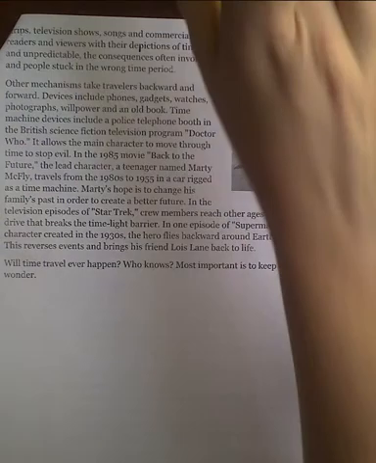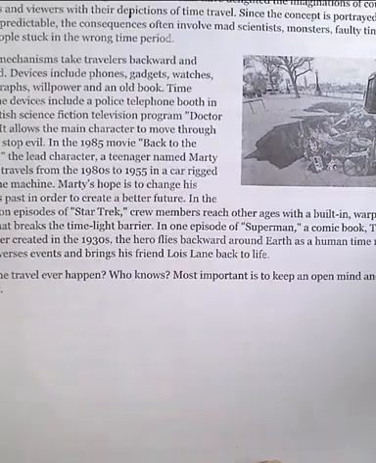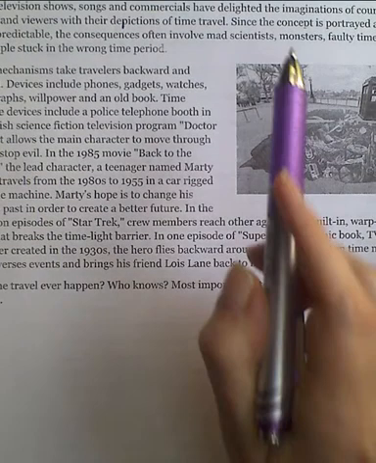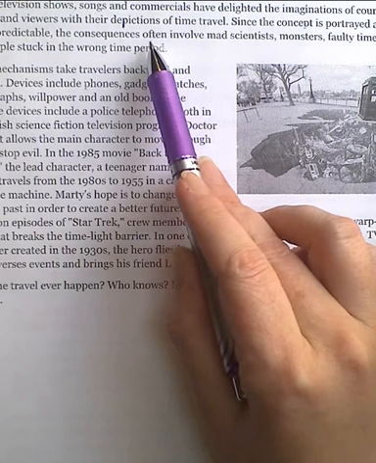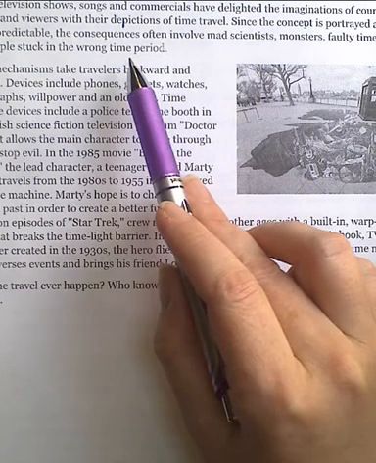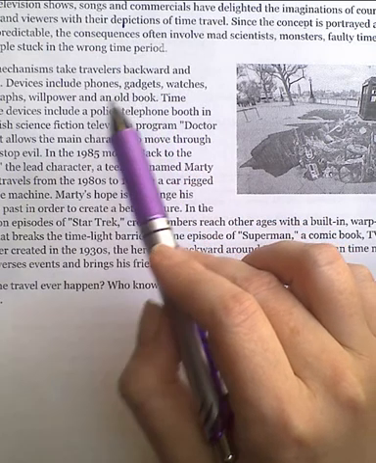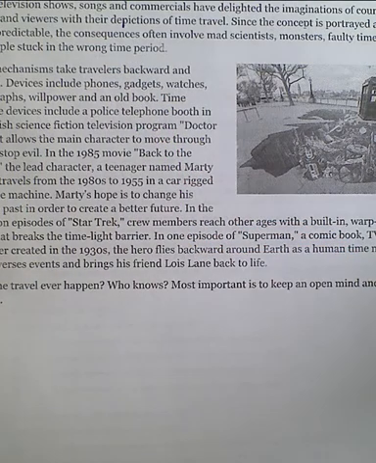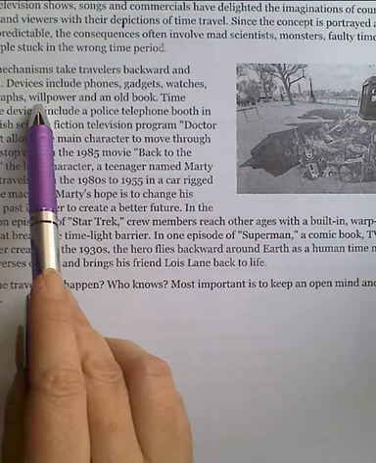Just a teeny bit bigger for you here. Okay. Right here. Since the concept is portrayed as tricky and unpredictable, the consequences often involve mad scientists, monsters, faulty time machines, and people stuck in the wrong time period. Other mechanisms take travelers backward and forward. Devices include phones, gadgets, watches, photographs, willpower, and an old book.